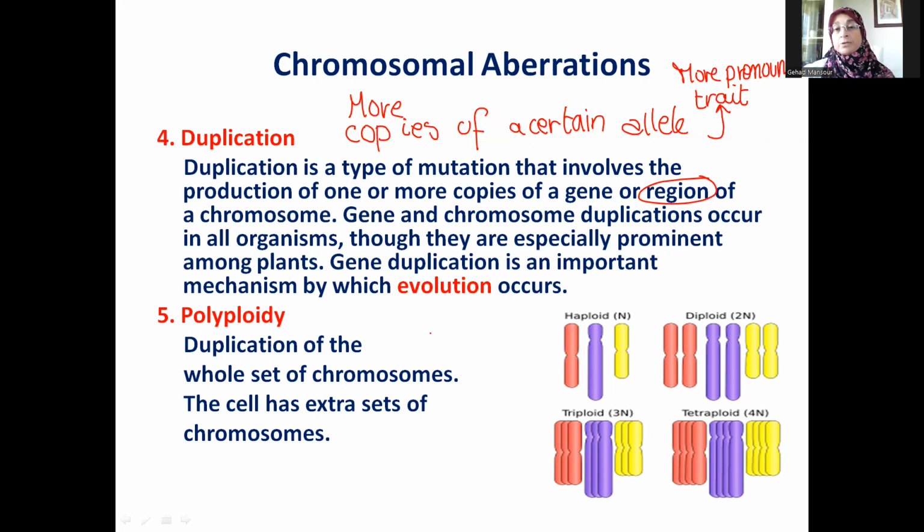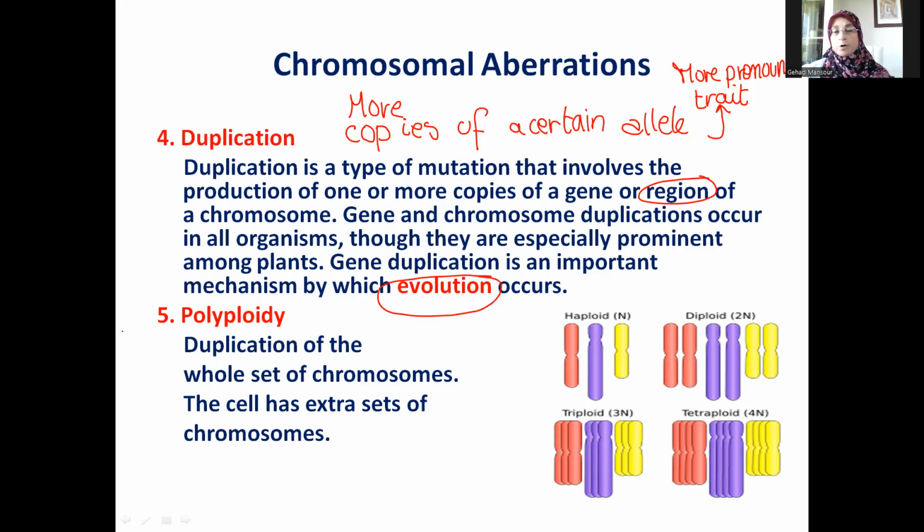And this will be inheritable, of course, and transmitted to offspring, and will gradually result in the development of new species or in the occurrence of evolution, as we will see in the unit on evolution.